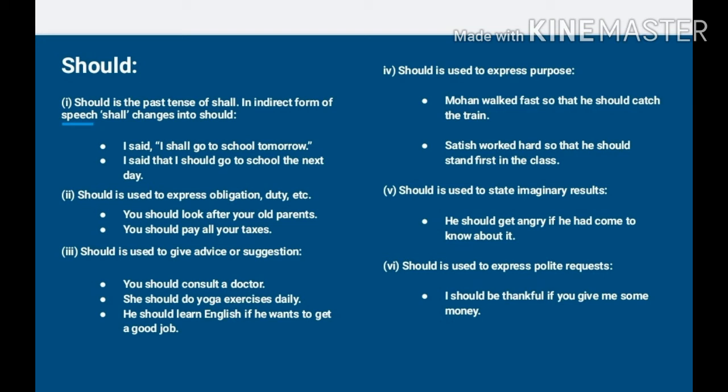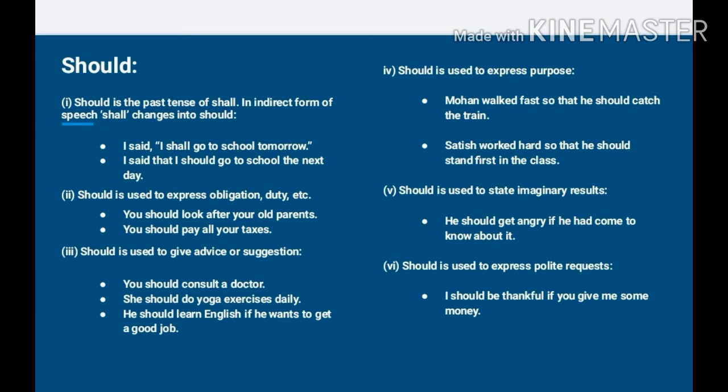Secondly, should as modal auxiliary is used to express obligation, duty, etc. Let's look at the examples. You should look after your old parents. You should pay all your taxes. If you look at these two examples, they are expressing obligation. First one is expressing obligation or the duty of a child towards parents. Second one is expressing the obligation or duty of a citizen towards the nation.